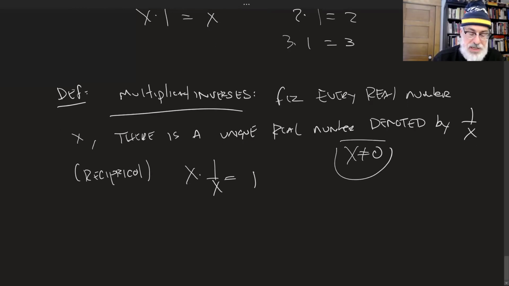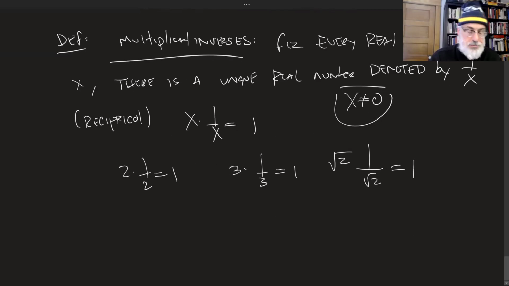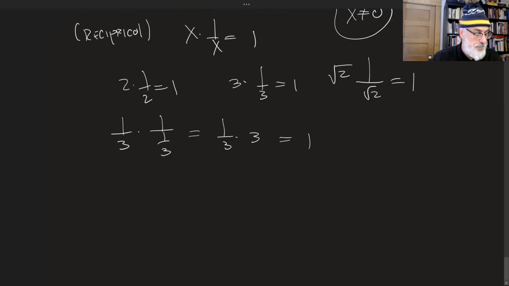So every non-zero x. So 2 times 1 over 2 is 1. 3 times 1 over 3 is 1. Square root of 2 times 1 over the square root of 2 is 1. So no matter what real number you give me, I have the reciprocal. Now, you might think, well, what if I have 1/3? What's the reciprocal of 1/3? Technically, it's 1 over 1/3, which is 3, and 1/3 times 3 is 1. Everything has a reciprocal except 0.